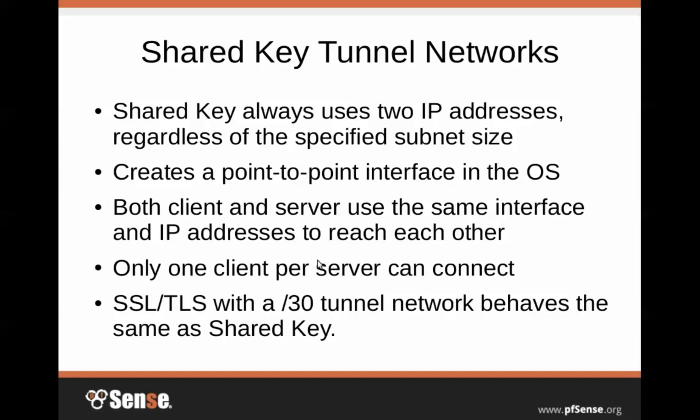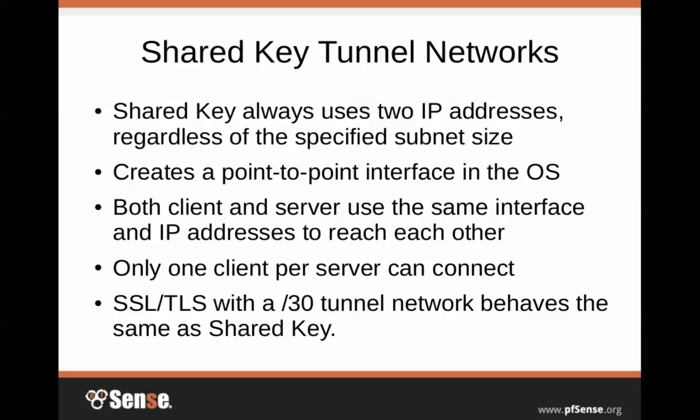For shared key tunnel networks, it always uses 2 IP addresses, 1 on each side. The server will get the lower address and the client gets the upper address. It creates a point-to-point interface at the operating system level. So if you were to go in and type ifconfig, you would see the interface. It would show your IP pointing to the other side. Because both the client and the server have the same IP addresses, they're bound to each other. They look the same in ifconfig.